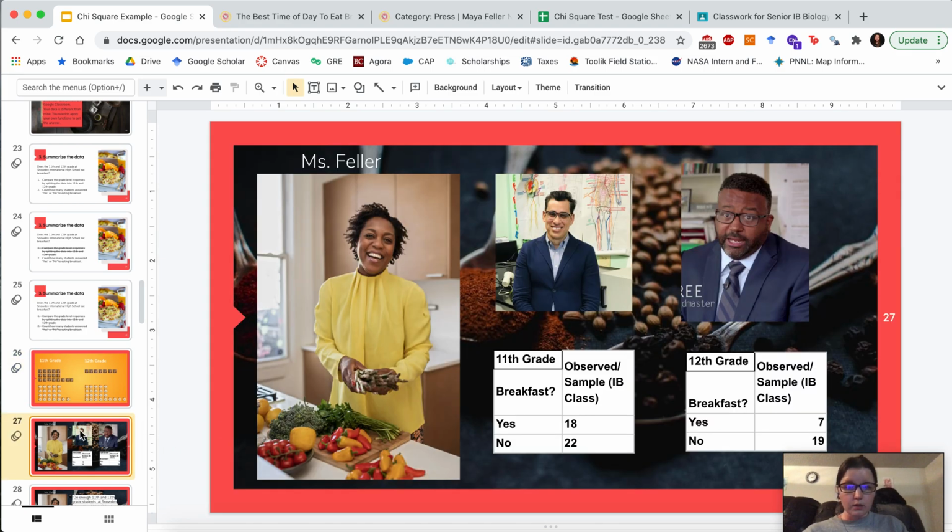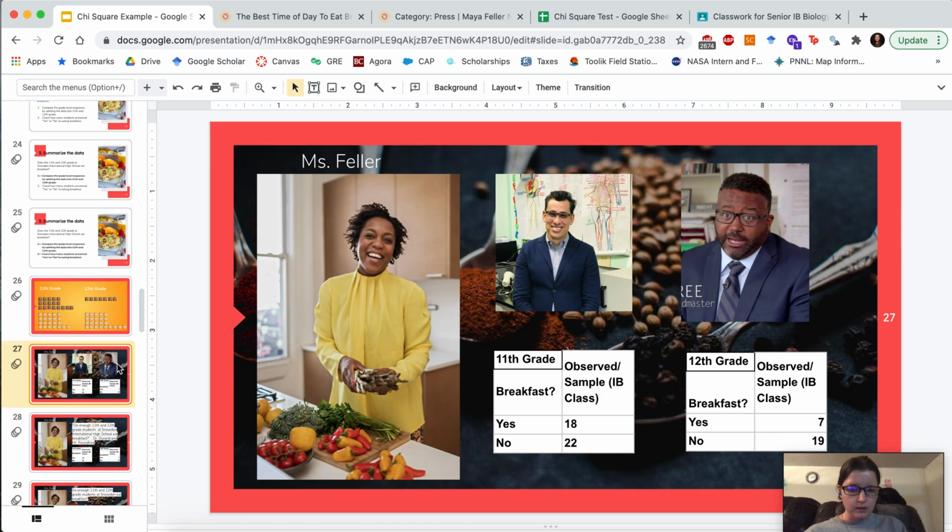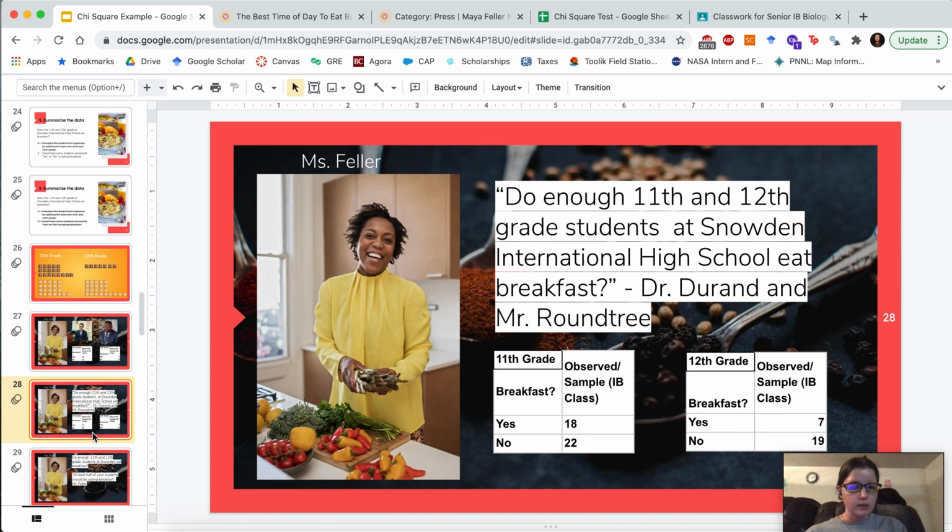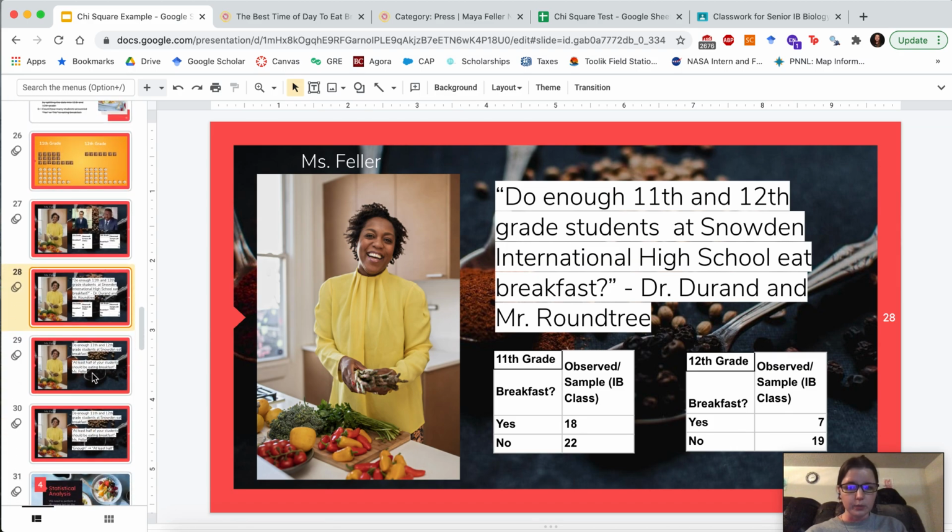So we go to Ms. Feller and we say, look, this is what we found. Based on our sample, in the 11th grade, 18 students eat breakfast and 22 students don't. And in the 12th grade, 7 students eat breakfast and 19 students don't. But remember, our research question is, do enough 11th and 12th grade students at Snowden International High School eat breakfast?